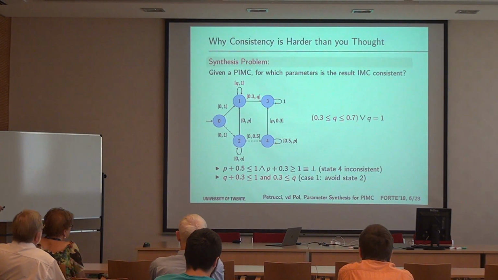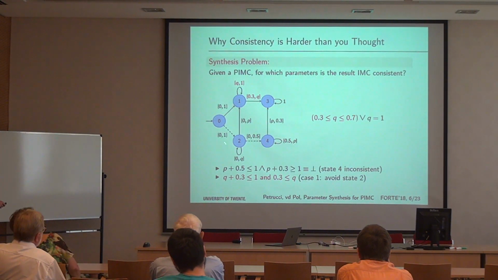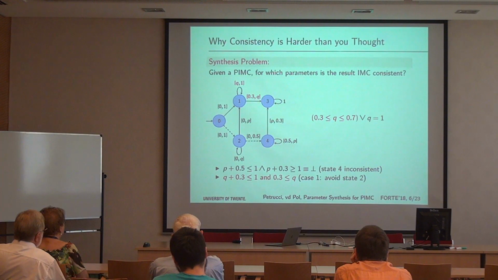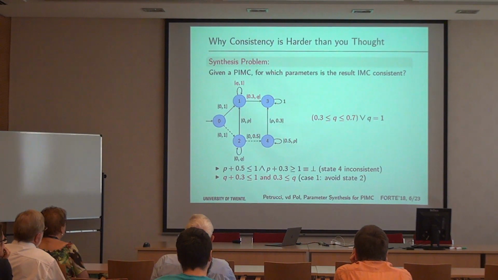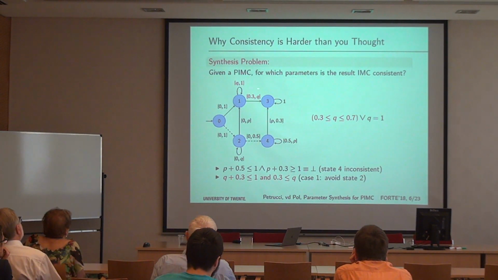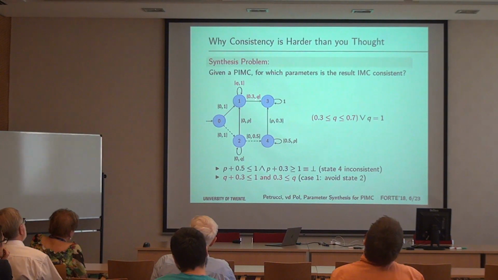Okay, so in this solution that we found, we have two possibilities. One would be to go from 0 to 1 and avoid going from 0 to state 2. And in this case we find that Q plus 0.3 must be smaller than 1, and the reason is here that Q plus 0.3 is the lower bound, so it should be smaller than 1. And also that Q must be greater than 0.3 for this interval to be correct. And Q plus 1 greater than 1 is obvious.